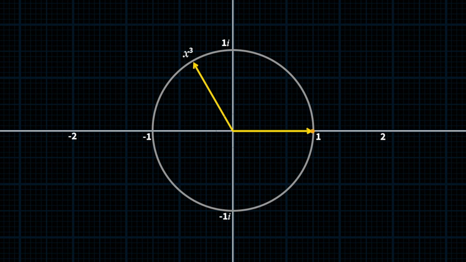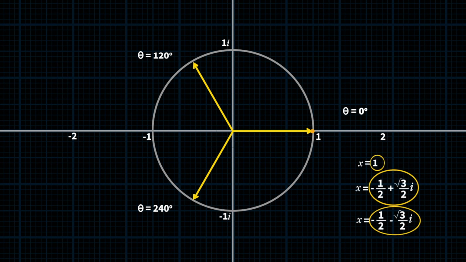Now for the angles. We've already seen 3 different ways to write the angle of 1. To get our 3 solutions, we need to compare 3 theta with each of these angles. Solving these 3 equations, we get our 3 solutions located at 0, 120 and 240 degrees. And we're done. Substituting these values into our polar formula, we get our 3 answers.